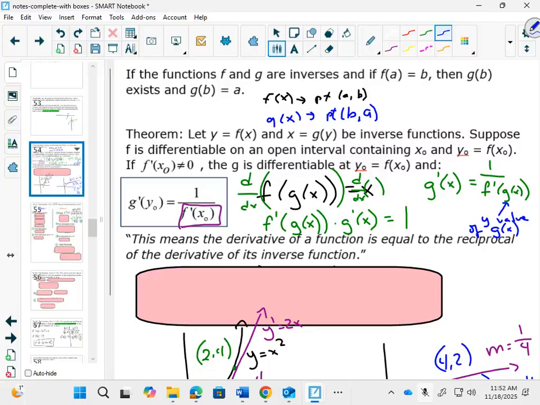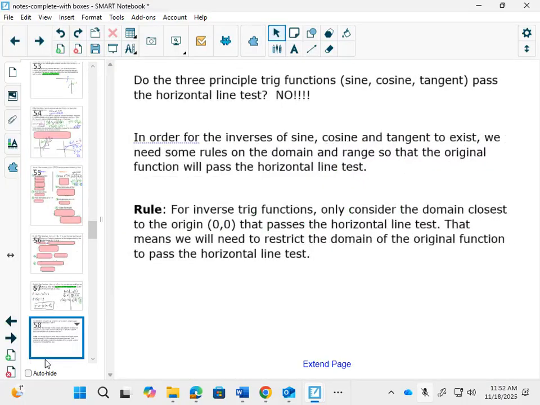But again, the same idea that we were looking at, sort of to simplify this, is that this means that on your original function, the slope of your derivative, the slope of your tangent line, is rise over run. And when x and y change, it becomes run over rise on the corresponding point of the inverse. So with that, we are going to start looking at the inverse of trig functions.